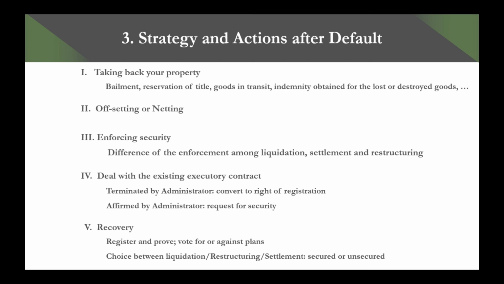Secondly, you can consider offset or netting. This is allowed under Chinese bankruptcy law. You also need to consider enforcing your security as soon as possible. The enforcement of security is stayed after the bankruptcy application is accepted by the court, but you can enforce the security in the liquidation or settlement proceedings after the administrators have taken control. In the restructuring process, normally the enforcement of the security would be delayed during the period of restructuring.